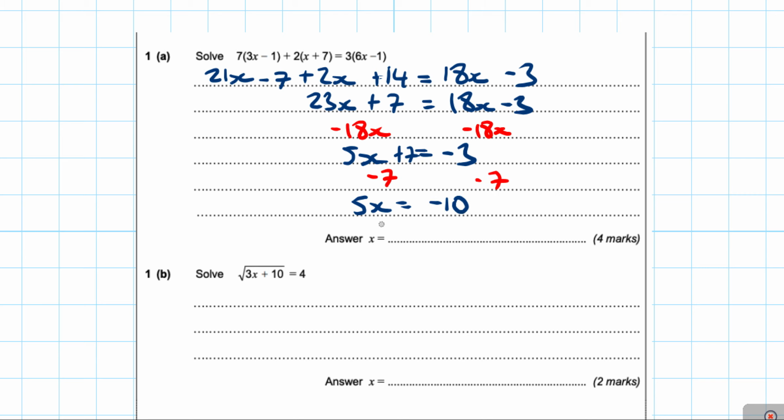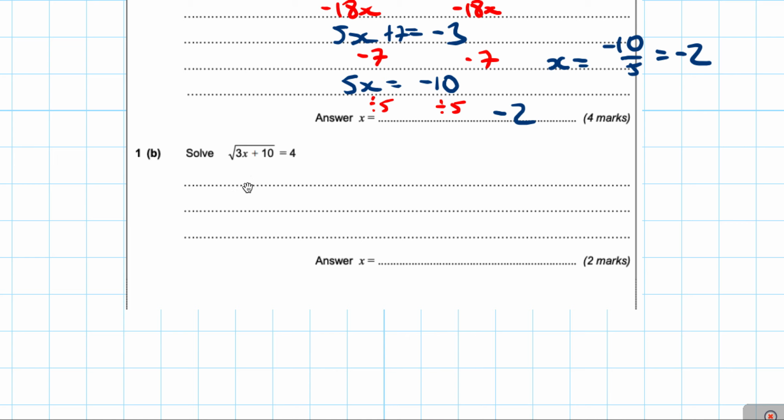And the last step is we're going to divide through by 5. We can keep the colours consistent. So divide by 5, divide by 5. So 5x divided by 5 is equal to x, equals minus 10 over 5, which is equal to minus 2. So our answer is x is equal to minus 2.